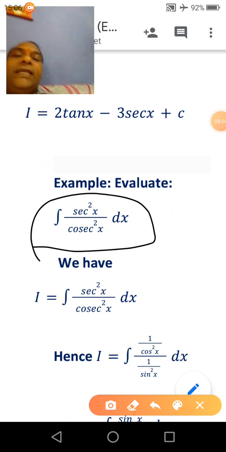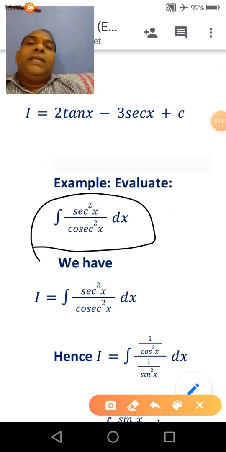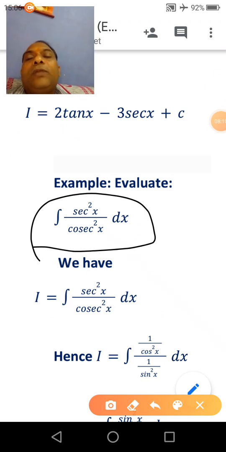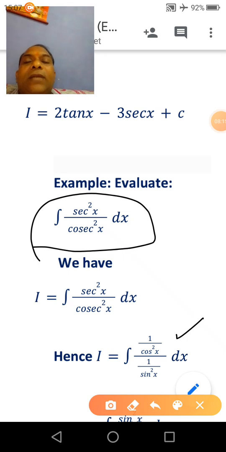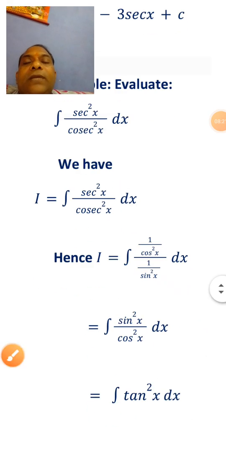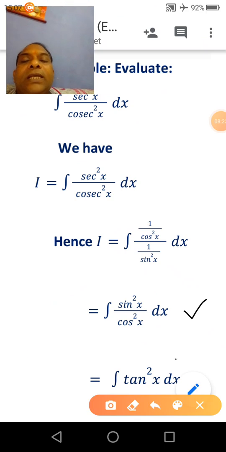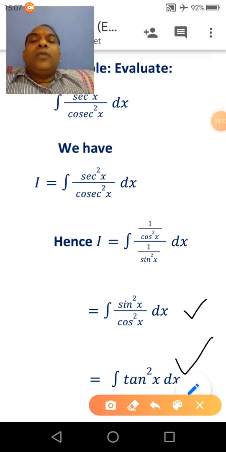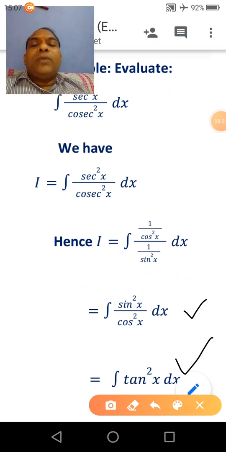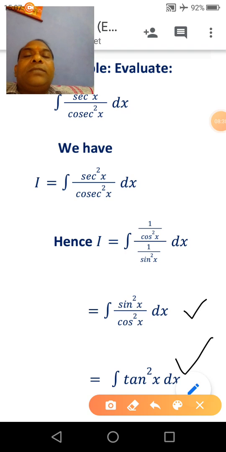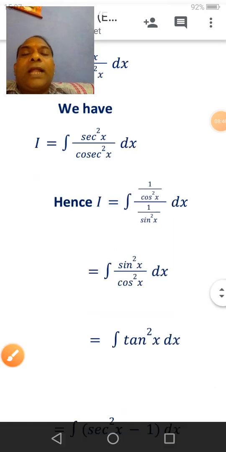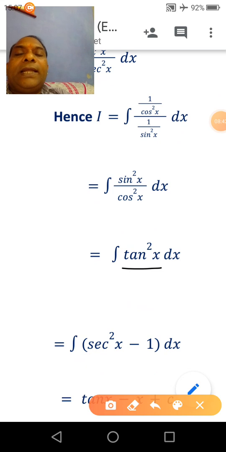Integrate sec square x upon cosec square x dx. So firstly you have to convert the given question into integrable form. So sec square x you can write 1 upon cos square x, and cosec square x you can write 1 upon sin square x. This will be equal to sin square x upon cos square x, which is tan square x. But there is no formula for integration of tan square x, so again you have to convert it into integrable form. We know that tan square x is equal to sec square x minus 1. So write sec square x minus 1 in place of tan square x.